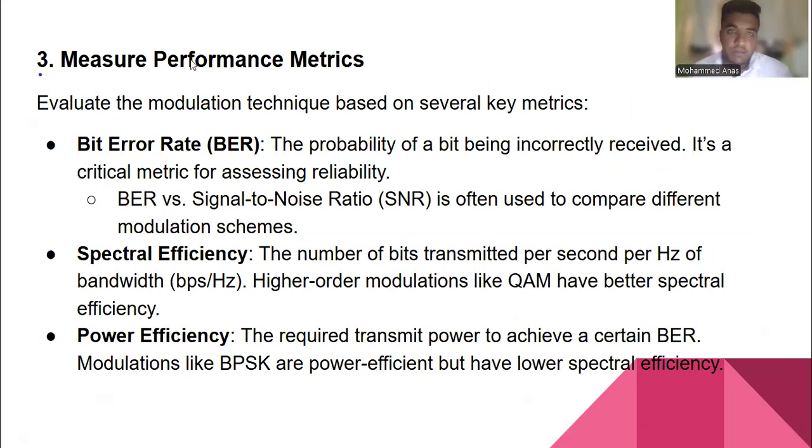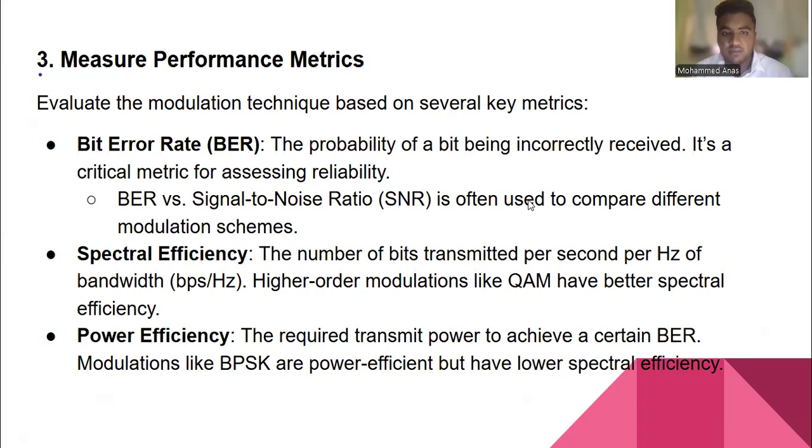Here, how can we measure the performance metrics? Evaluate the modulation technique based on several key metrics. First one, bit error rate (BER), the probability of a bit being incorrectly received. It's a critical metric for assessing reliability. BER versus SNR is often used to compare different modulation schemes.